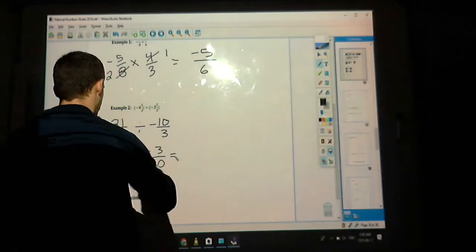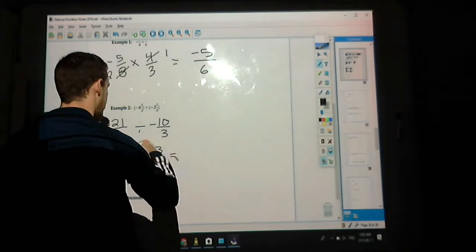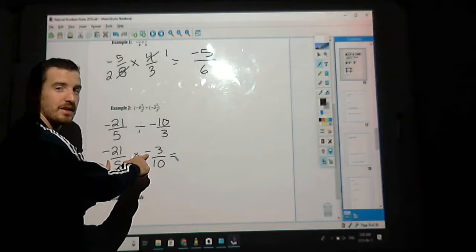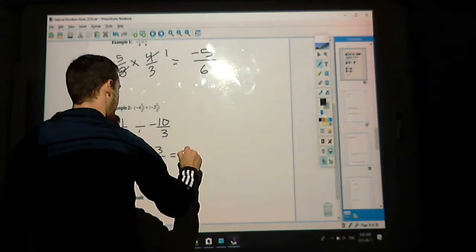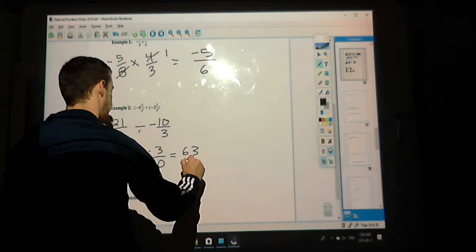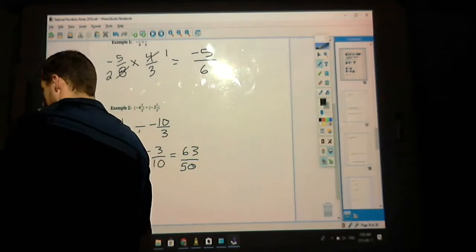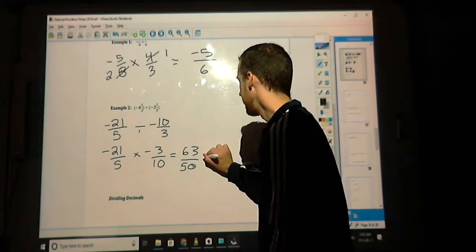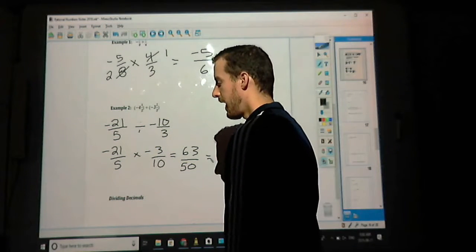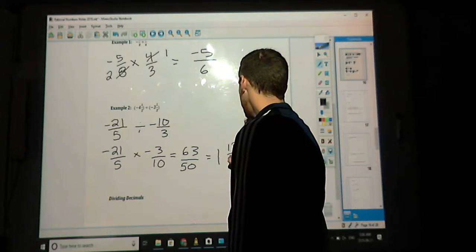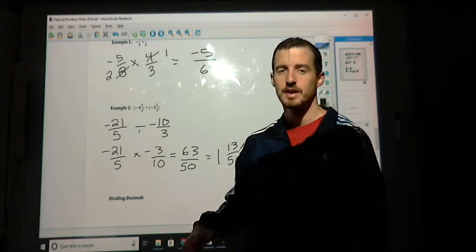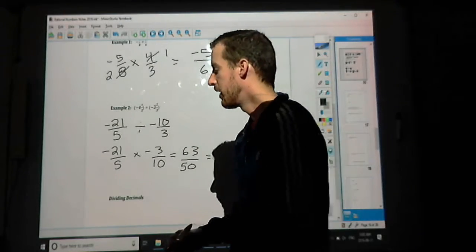So we end up with a negative times a negative. That's an even number, so it's going to be a positive answer. Right, so we end up with 63 over 50, and then we can simplify this back into our mixed fraction, right, and we end up with 1 and 13 over 50, okay? No simplifying to be done here, and that's quite all right.